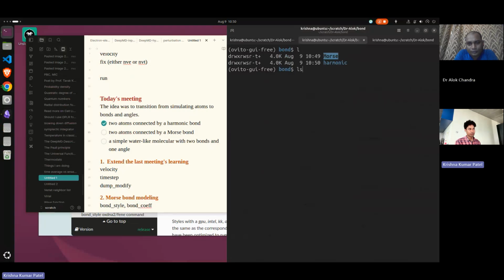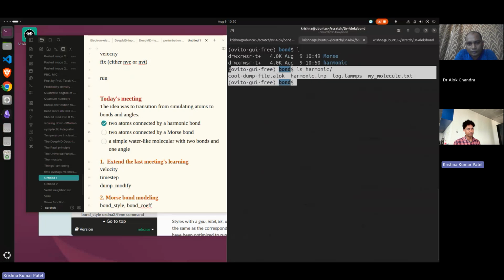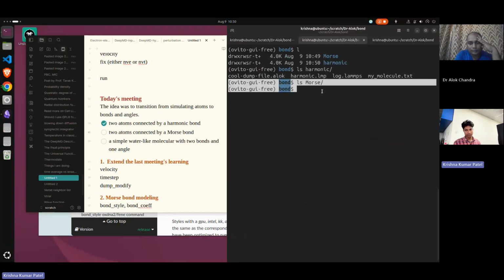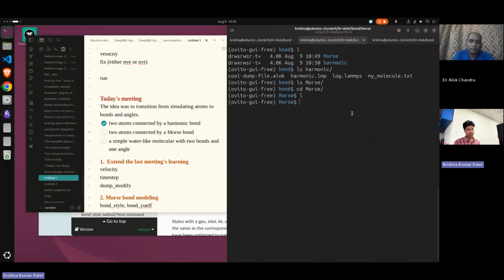Okay, let me show you what harmonic looks like. Here, these are the files that are available in harmonic directory. Right, I am listing files in harmonic directory. And if you look at the files in this directory, there are none, right? Because we did not really create any or move any. So let's go to Morse, and it has nothing, no files.